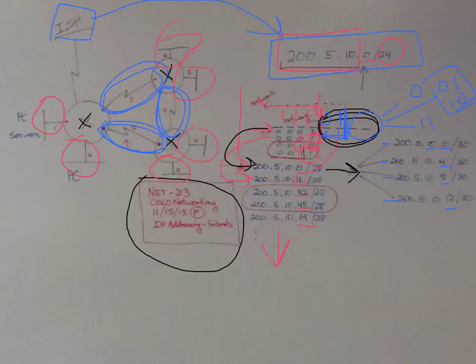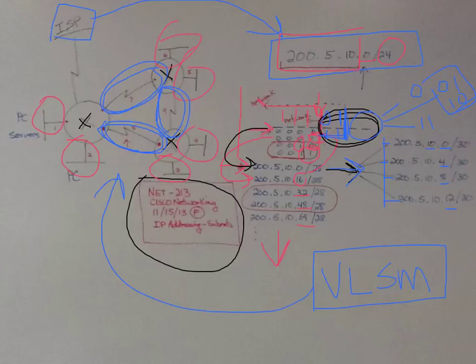So now we took this network and we subnetted again. And so we're using variable length subnet mask. The subnet mask will vary in this network topology based on what is the most efficient way to use the addresses.